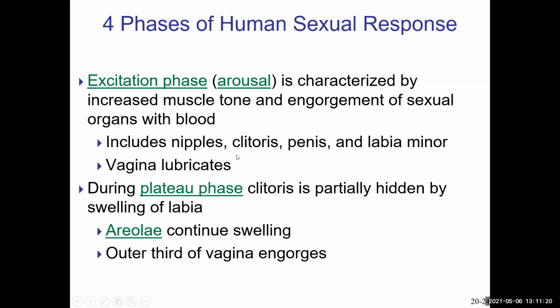Once this phase occurs in both male and female, then it remains in that state, which is the plateau phase. In the plateau phase, the clitoris is partially hidden by swelling of the labia, the areola continues swelling, and the outer third of the vagina further engorges with blood supply and secretion.